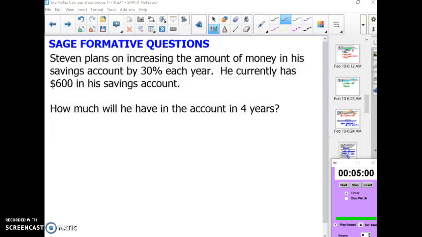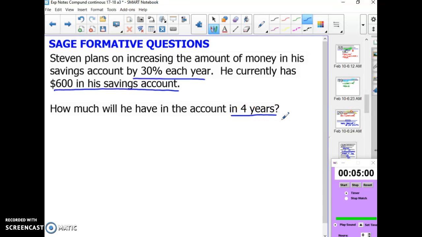Okay, so now we're on the back side of your notes, guys, the next page. Stephen plans on increasing the amount of money in his savings account by 30% each year. He currently has $600 in his savings account. How much money is he going to have in 4 years?